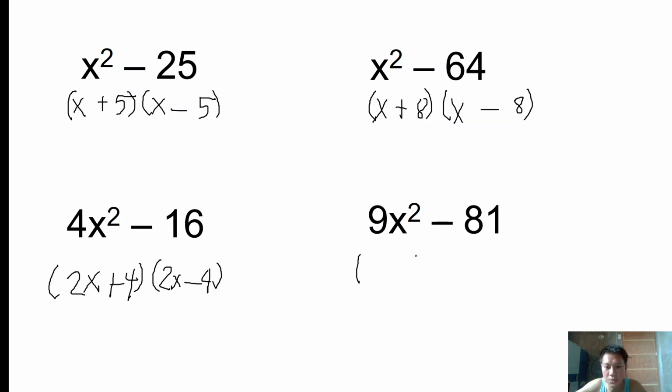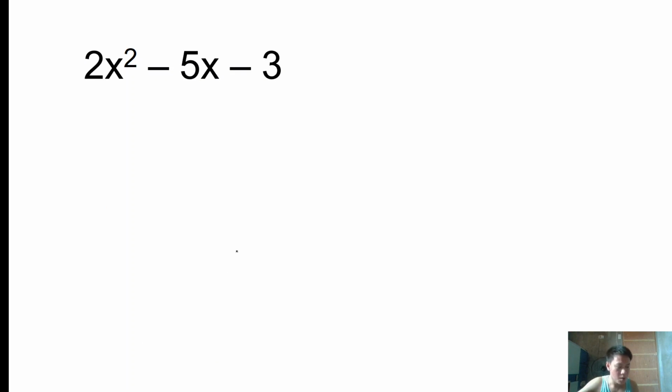So all we have to do is to get the square root of each term. So the square root of 9 is 3, square root of x squared is x, square root of 81 is 9. So we have 3x and then 9, and then plus minus. Okay, so the factor of 9x squared minus 81 is 3x plus 9 times 3x minus 9. Okay, how about this one?